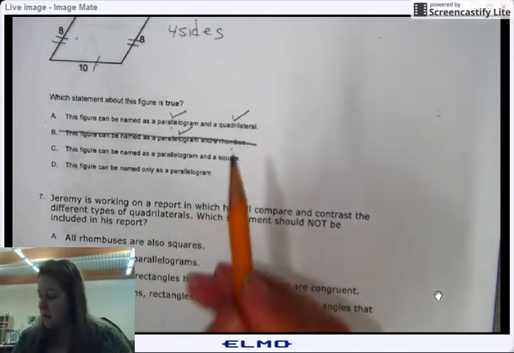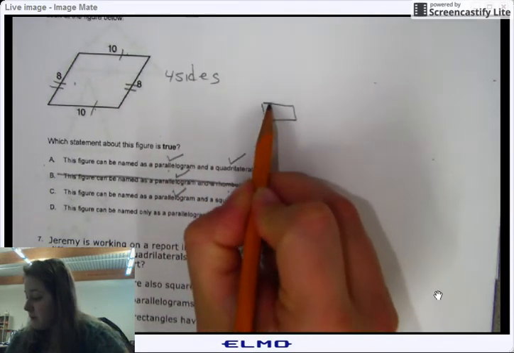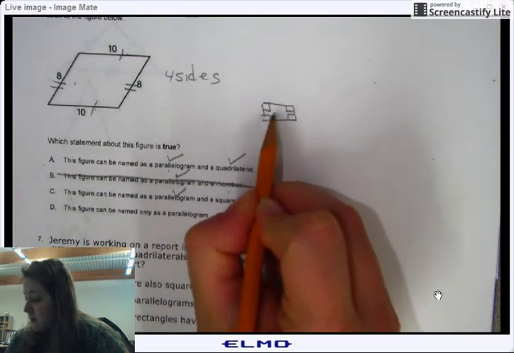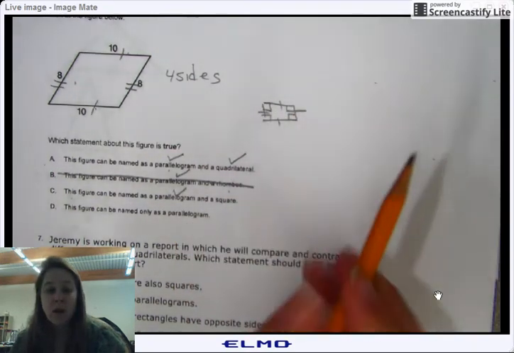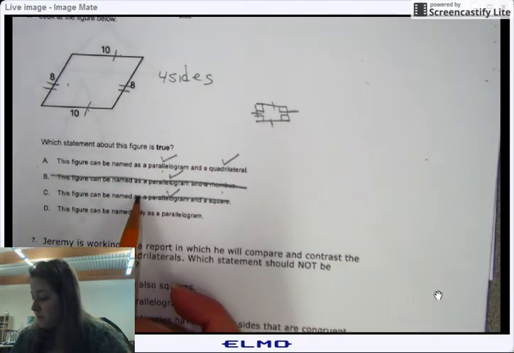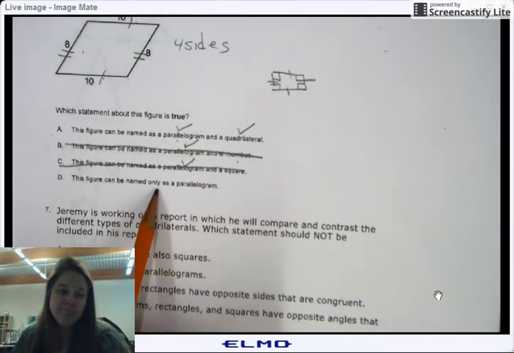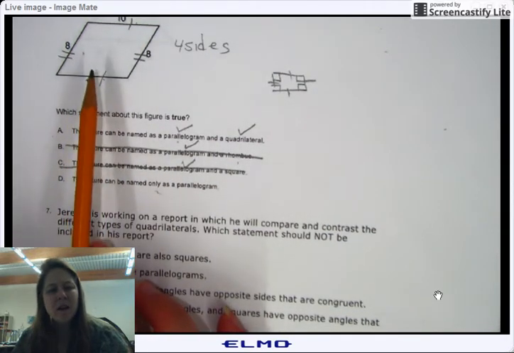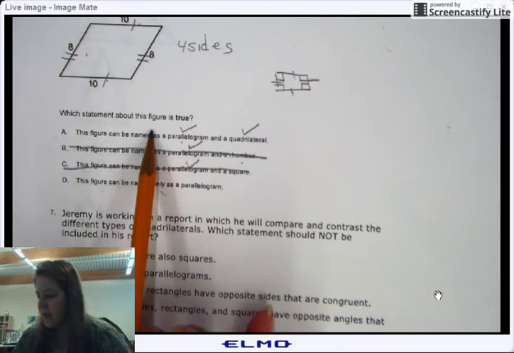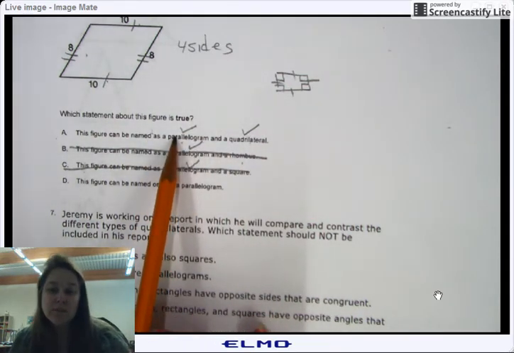This figure can be named as a parallelogram, yep, and a square. Well, what do we know about squares? Squares have to have right angles. And they're all the same thing. This doesn't match this. There's no right angles. So it's not a square. And this figure can only be named as a parallelogram. No, because it has 4 sides. So I would say my answer is A, because it is a quadrilateral, it has 4 sides, and it is a parallelogram. So your answer is A.